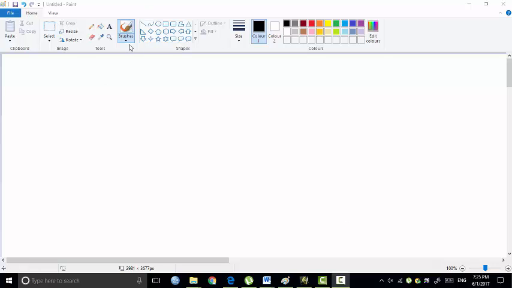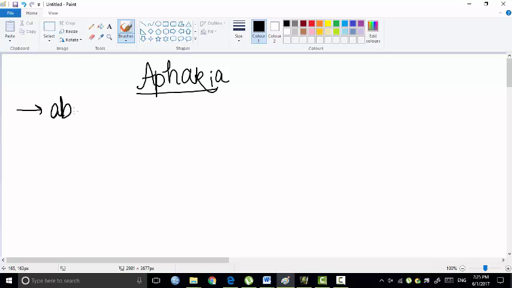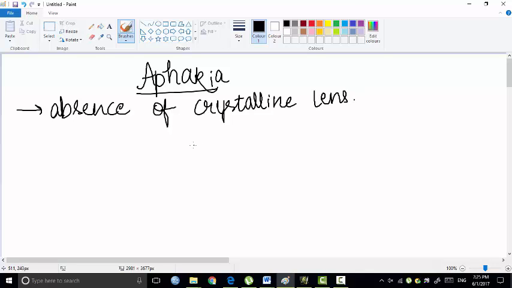Hello friends, now I would like to start a new chapter, which is aphakia. In a previous class we have learned about myopia. So right now we are going to learn about aphakia. What does the word aphakia mean? Aphakia generally means absence of crystalline lens. If there is no crystalline lens, then that condition is called aphakia.